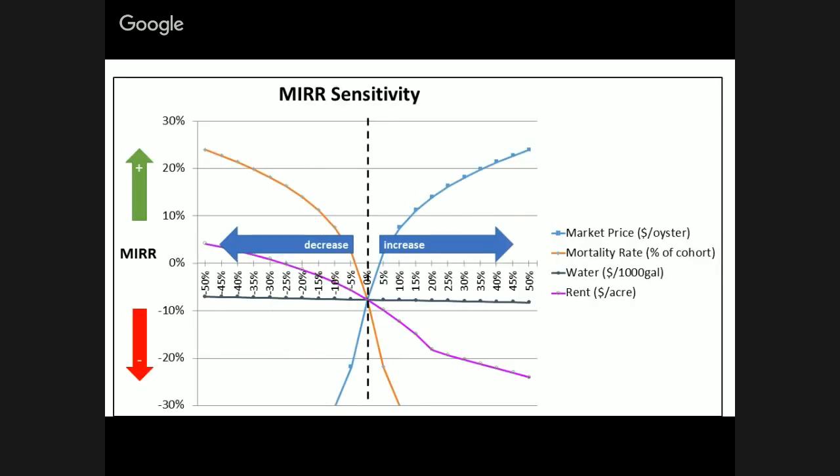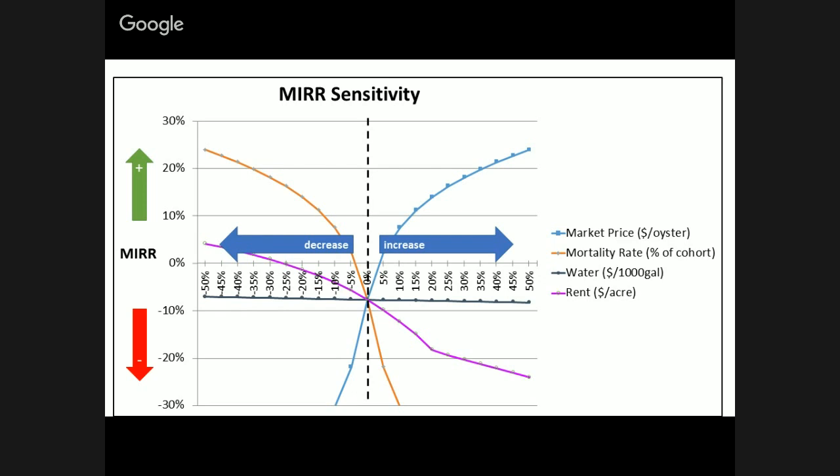Here's another example. So no need to understand what MIRR is. It's just a way to measure your profit. But what a sensitivity table does is it tells you which of your inputs are going to have the most impact on your profit. So the ones with the steeper slope, in this case the blue and orange lines representing market price and mortality rate, are the most sensitive.